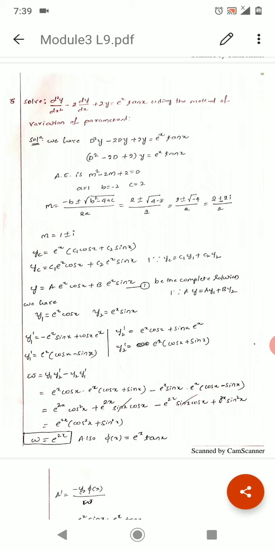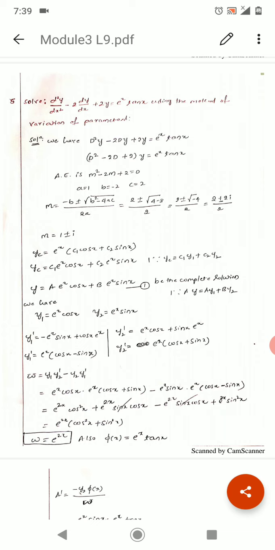Auxiliary equation is m square minus 2m plus 2 equal to 0. So we cannot factorize this. So we use the equation minus b plus or minus square root of b square minus 4ac divided by 2a to find out the roots. Here a is equal to 1, b is equal to minus 2, and c equal to 2. Substitute the values in the equation. We find m is equal to 1 plus or minus i.